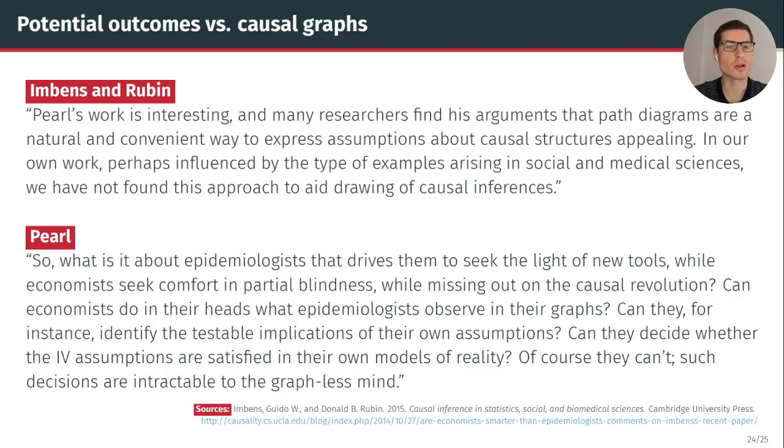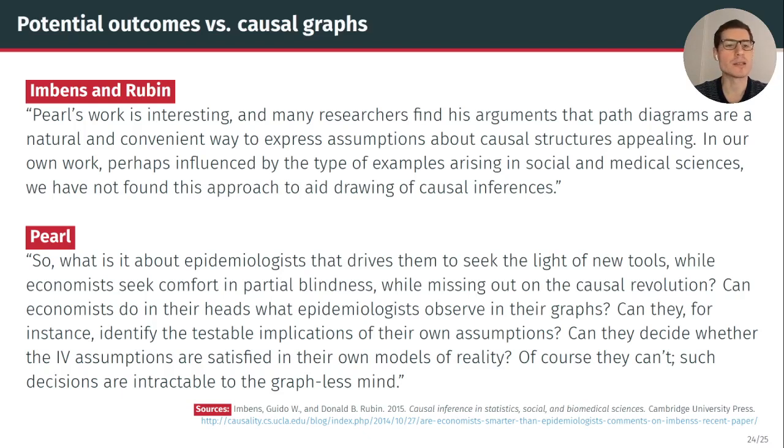And Pearl, commenting on that, is writing, so what is it about epidemiologists that drives them to seek the light of new tools, why economists seek comfort in partial blindness while missing out on the causal revolution? Can economists do in their heads what epidemiologists observe in their graphs? Can they, for instance, identify the testable implications of their own assumptions? Can they decide whether the IV assumptions are satisfied in their own models of reality? Of course they can't. Such decisions are intractable to the graphless mind. So you see what the conflicts are.